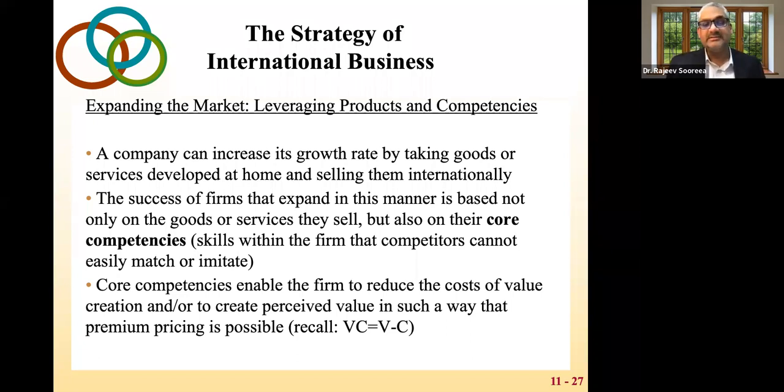So core competencies enable the firm to reduce the cost of value creation, the C, and also create perceived value, that is, increase the V, in such a way that you can charge premium pricing for your product, right? So if you can improve the perceived value of your product, then you can raise the price.